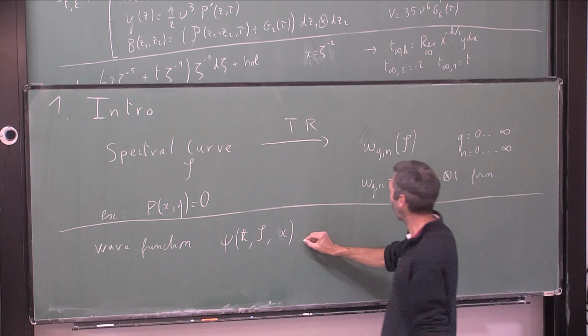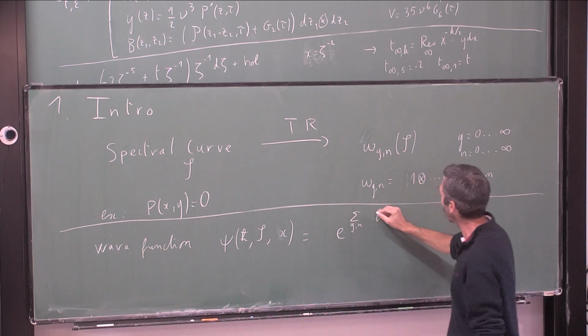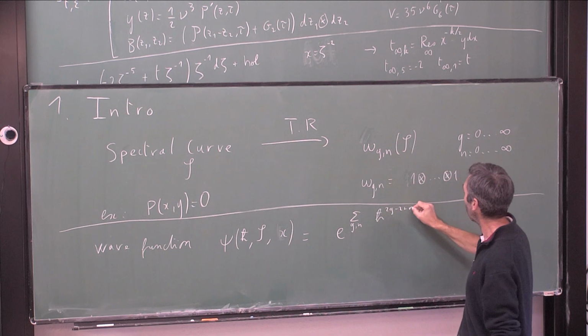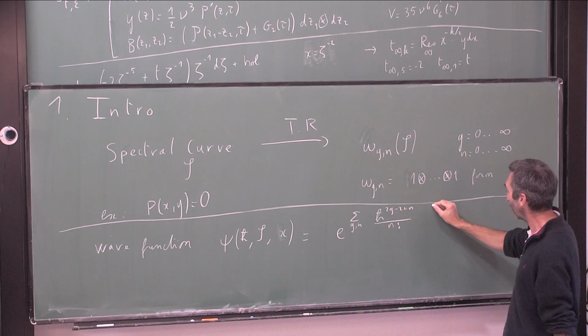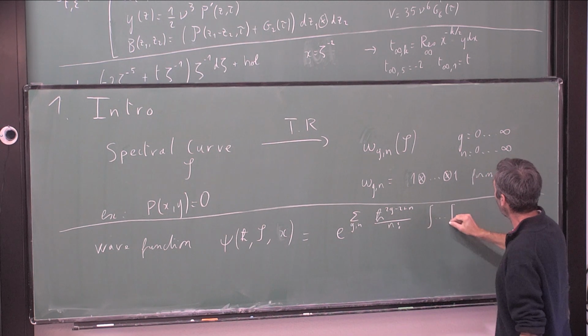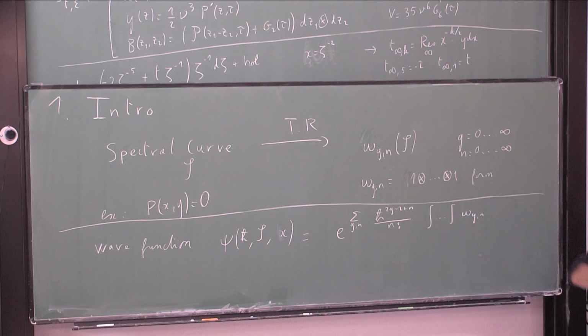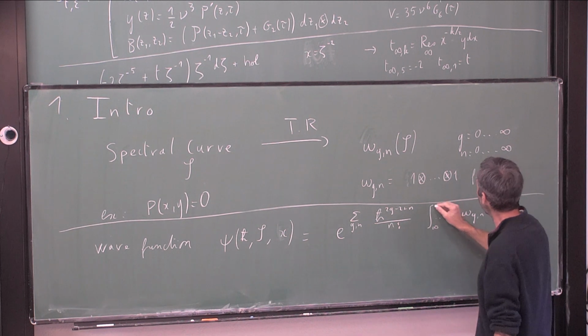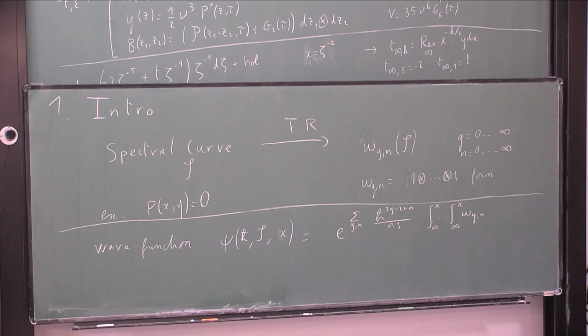Let me write it this way: it's the exponential of the sum over all g and n, of h bar to the 2g minus 2 plus n over n factorial. That's in the exponential. And omega g n sits in an n form. It's a one form in each variable. You can integrate it n times, in each variable, from infinity to x. So that makes a function of x.